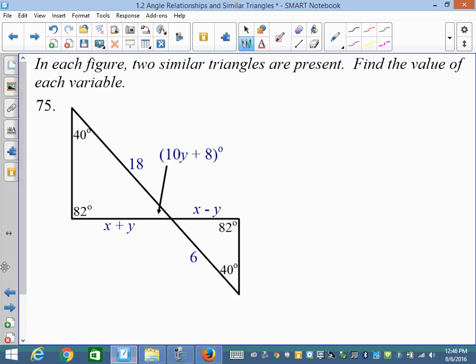Now let's look at this one. Woo, how do we set it up? I'm actually going to ask you to pause for a second and try it. Can you get it at least set up? Do you know which side and angles go where? And go from there. I'll pause for a second.